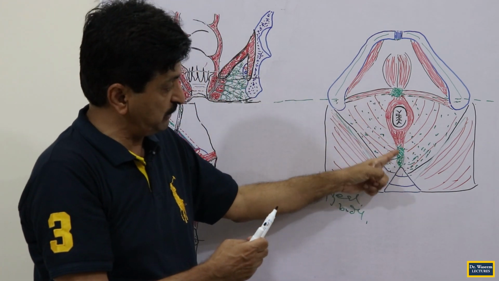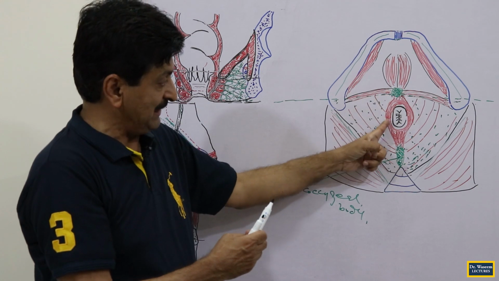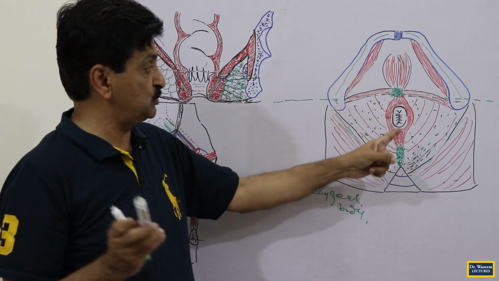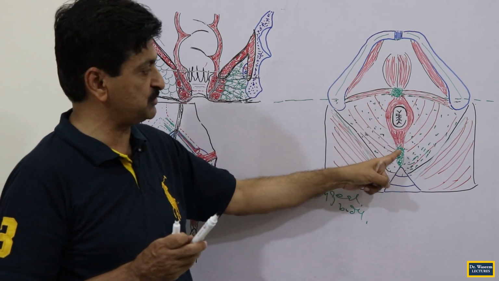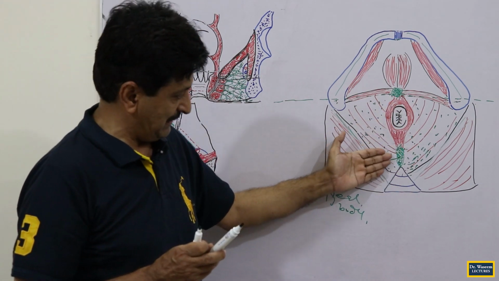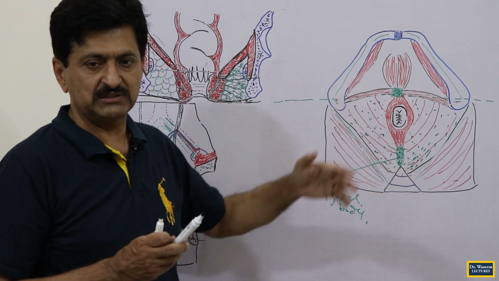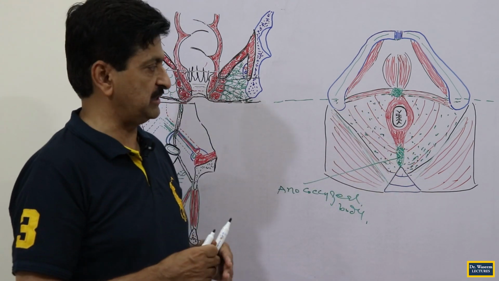And you know that this is the anococcygeal body, this is the perineal body. And this is a spindle-like second part of the external anal sphincter, whose anterior end is attached to the perineal body and posterior end is attached to the anococcygeal body. And deeper to the anococcygeal body, there is a space that is called the post-anal space.